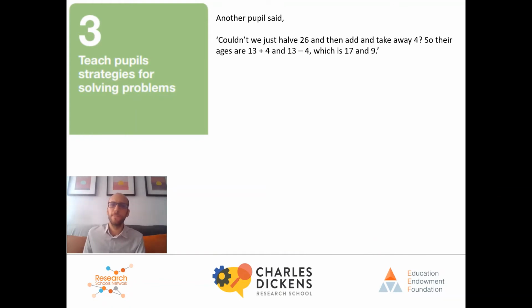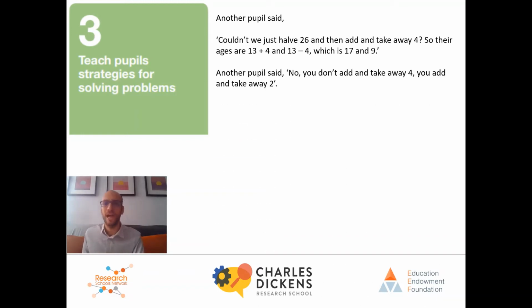Another pupil said, couldn't we just halve 26 and then add and take away 4? So their ages are 13 plus 4 and 13 subtract 4, which is 17 and 9. Another pupil said, no, you don't add and take away 4, you add and take away 2. And again, the teacher draws a bar model to show this.